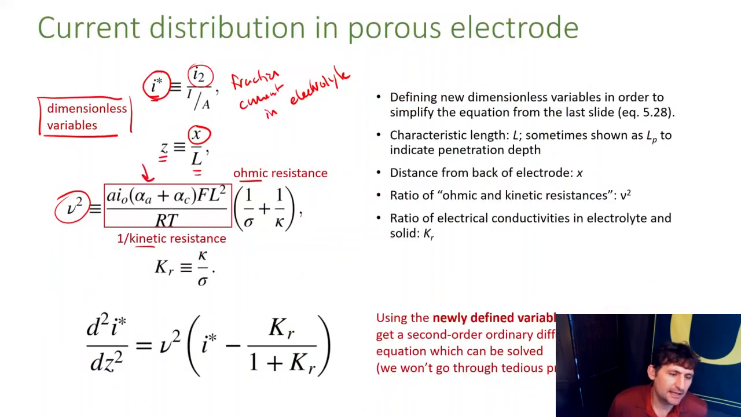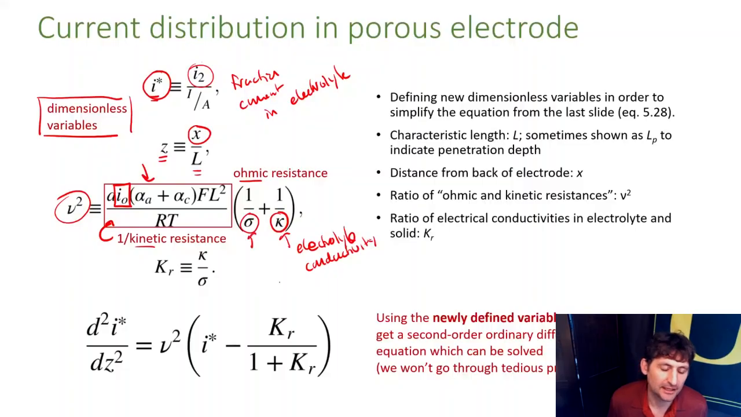This is related to the kinetic resistance. It has to do with how fast the electrochemical kinetics are. As I naught increases, the equivalent kinetic resistance, if we think about a series of resistors in series, goes down. It's easier to pass current as I naught increases. So this is essentially 1 over the kinetic resistance. This is the ohmic resistance. It's related to the ohmic losses in the solid and the ohmic losses in the electrolyte. Remember, this is electrolyte conductivity, and this is the electrode conductivity.